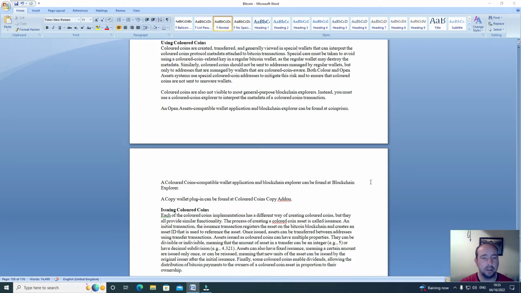Using colored coins. Colored coins are created, transferred, and generally viewed in special wallets that can interpret the colored coins protocol metadata attached to Bitcoin transactions. Special care must be taken to avoid using a colored coin related key in a regular Bitcoin wallet, as the regular wallet may destroy the metadata. Similarly, colored coins should not be sent to addresses managed by regular wallets, but only to addresses that are managed by wallets that are colored coin aware. Both Colu and Open Assets systems use special colored coin addresses to mitigate this risk and ensure that colored coins are not sent to unaware wallets.